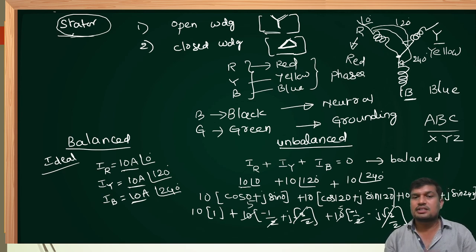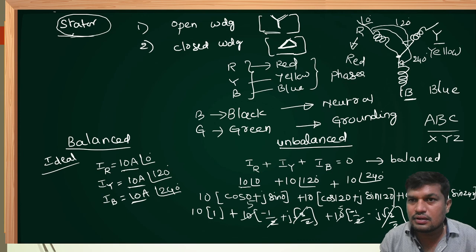Now you have to understand, whenever the sum of the three-phase currents is equal to 0, it means it is in balance condition. Balance condition explains that no current is flowing to neutral, to ground. This is called neutral. From this, grounding is possible. We can use different materials to ground.